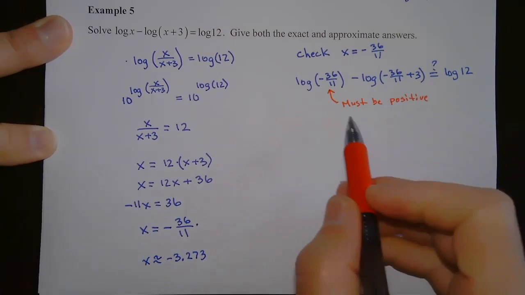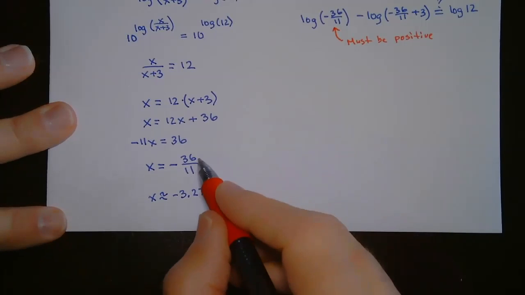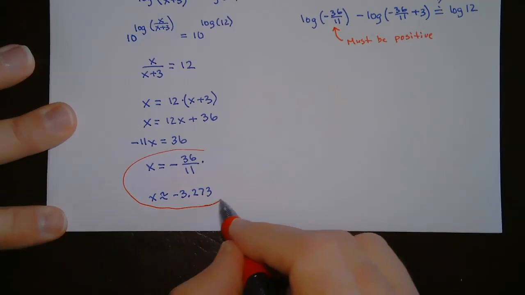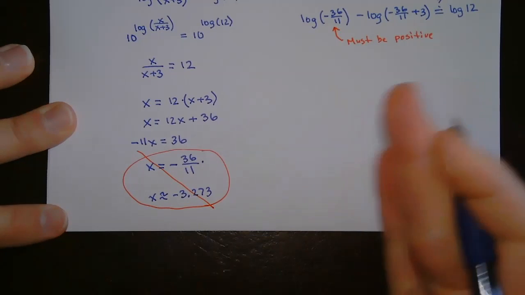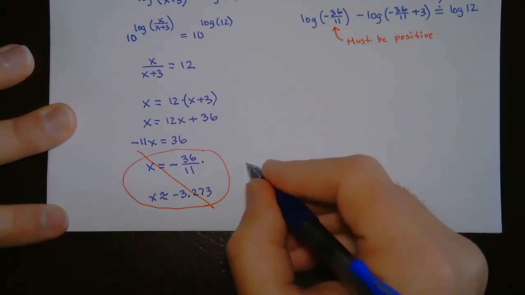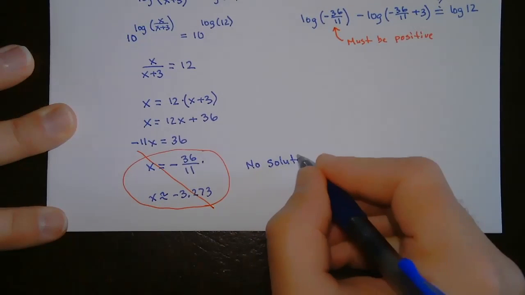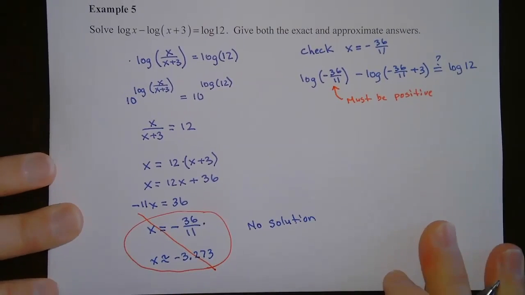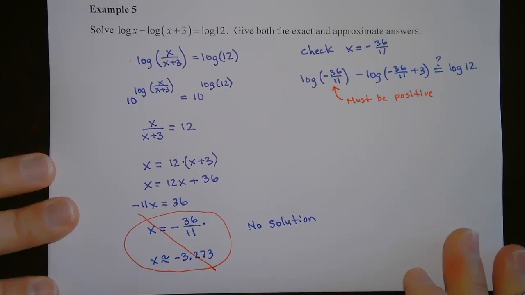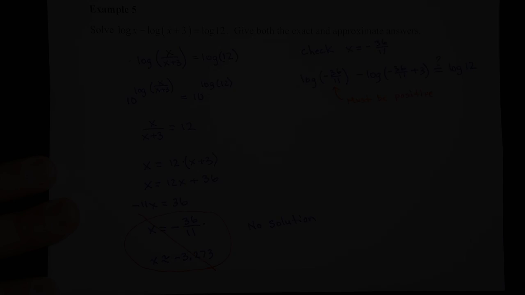So that means this doesn't work, which means this was our only answer that we got. So put a circle around it, slash through it. No way, Jose. That's not going to work. So what does that mean? That was our only answer and it doesn't work. That means there's no solution to this equation. There's no x value that we can ever find that will make this true. All right. Now let's go on to the next example.